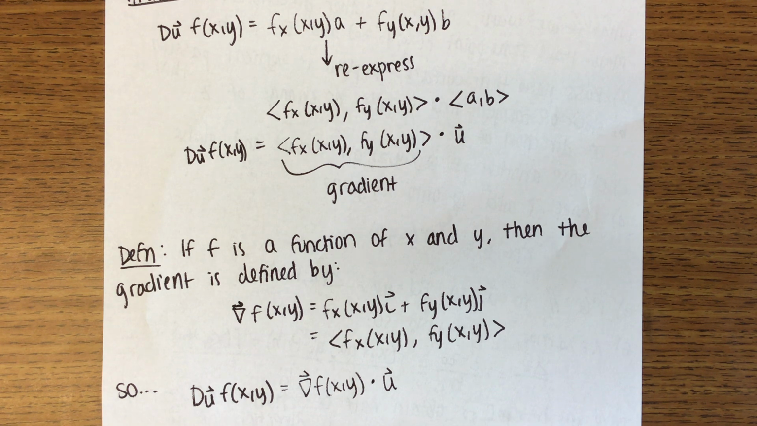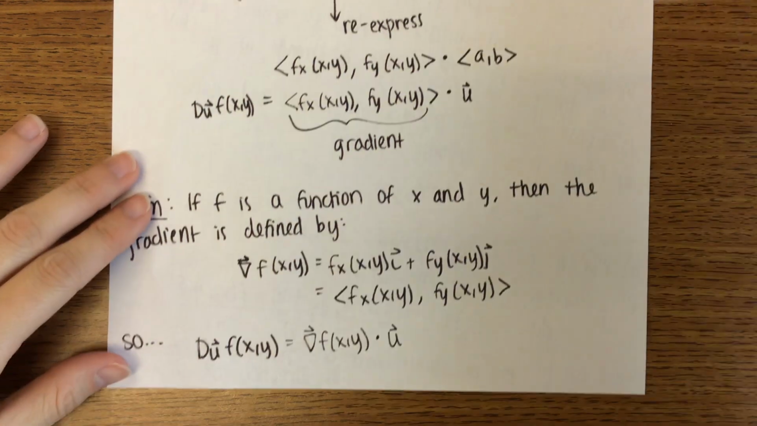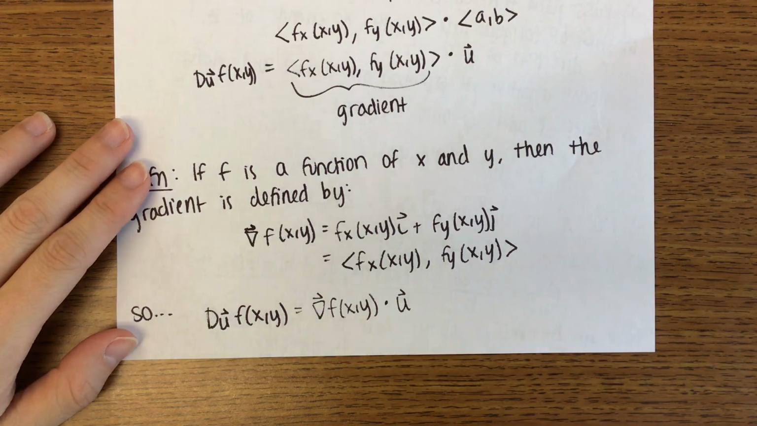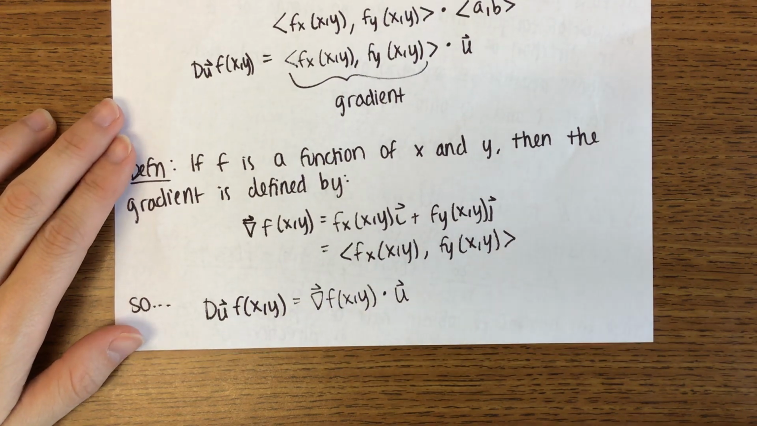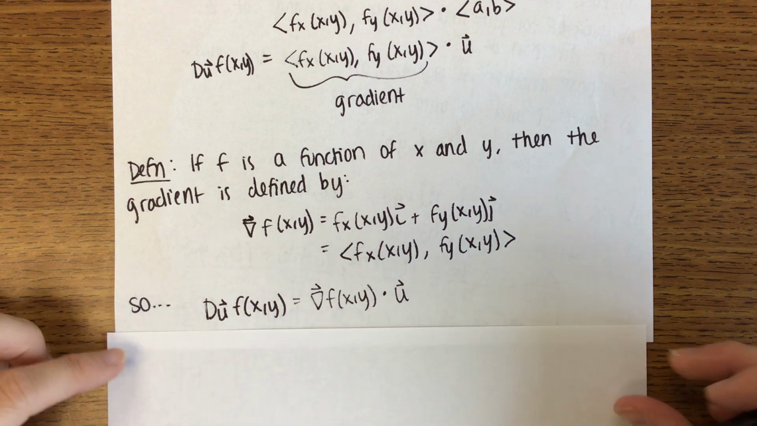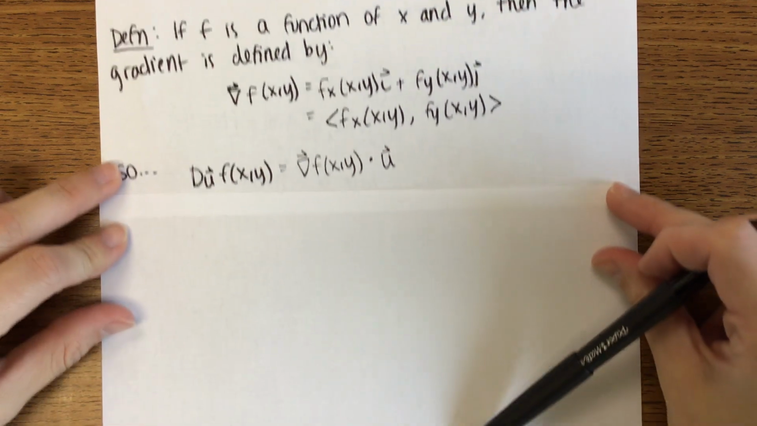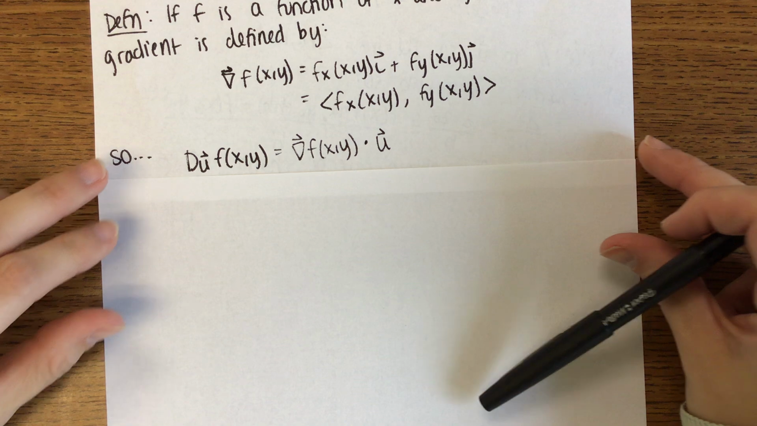Now, there is more that's important about the gradient. It's not just that we can re-express the directional derivative. So we are going to do an example, and then I'll tell you more about why the gradient is important, but it does have some use for us. Questions on the gradient before we do an example? Okay.